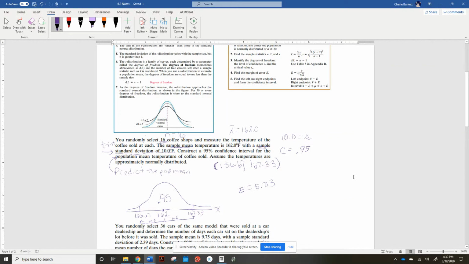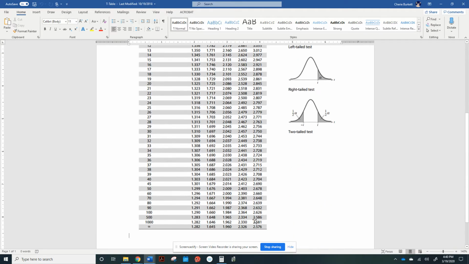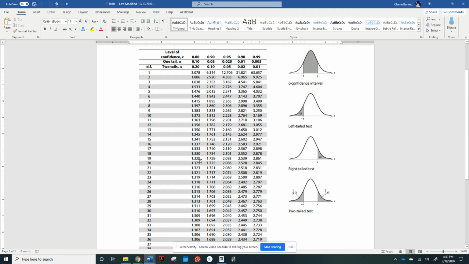Okay, so I'm going to show you real quick how, if you do this by hand, you're going to need the T table. And if you'll notice, the T table is a lot different than the Z table. There's not T values on here. So you would have to, or I mean, these are the T values. You'll have to look it up a little bit differently than you do the Z table.